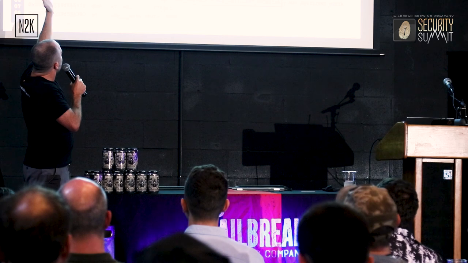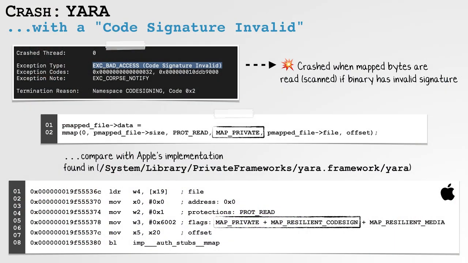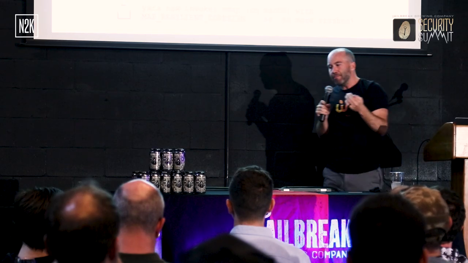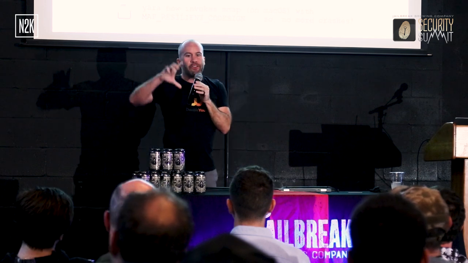I looked at the way that Yara, the open source version, was doing it, and I saw that they would map it as read-only, as expected, right? They're just doing a read-only scan. And the flag they used was MAP_PRIVATE. Basically says this is a private mapping. Okay, so I didn't see any problems with that until I compared it with Apple's private Yara implementation and saw that when they mapped the file into memory to scan it, they used an Apple-specific flag, which is MAP_RESILIENT_CODESIGN. And what that means is that it tells the operating system, even when I map something in that has an invalid signature, that's fine.